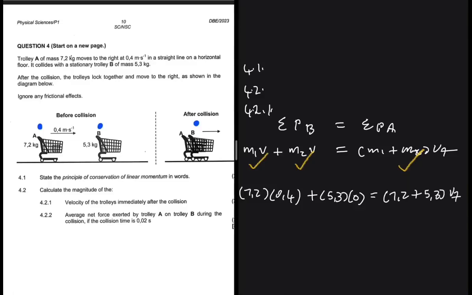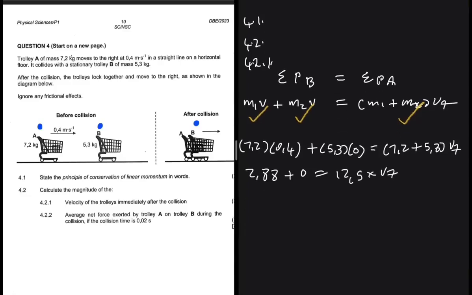If I put 7.2 multiplied by 0.4 on my calculator, I get 2.88, and 5.3 multiplied by 0 is just 0. That equals 7.2 plus 5.3, which is 12.5, multiplied by Vf. It's easy to see now that I just need to divide both sides by 12.5.